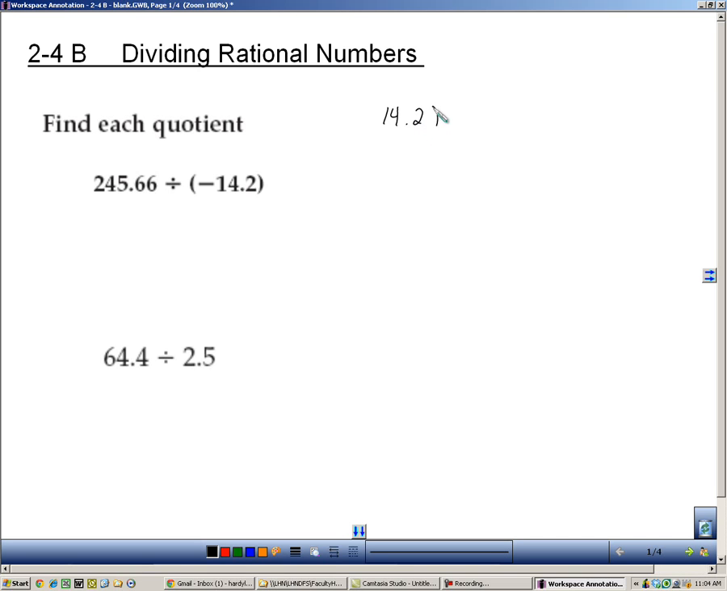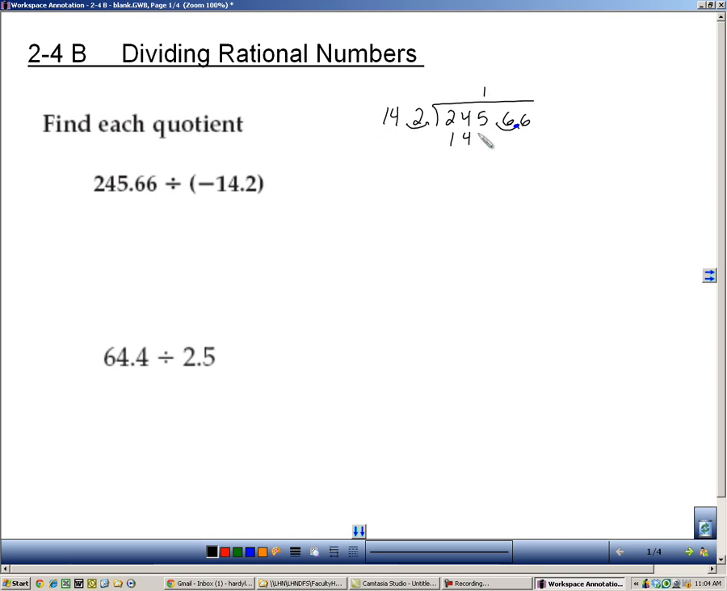14.2 is going to go into 245.66. Now if you go back to grade school days, you'll remember that this number in front cannot be a decimal. So you're going to have to adjust it by moving the decimal place one to the right, and then you also have to move this decimal place to the right. So now we have a new decimal place right there. That's important. You have to start that way because you can't divide by a decimal when you're using long division. So how many times does 142 go into 245? Well, it looks like once because 142 times 2 is about 280, so it's not going to go in twice.